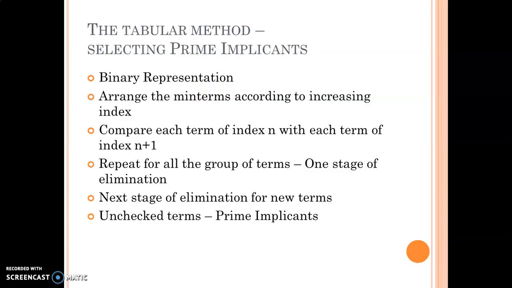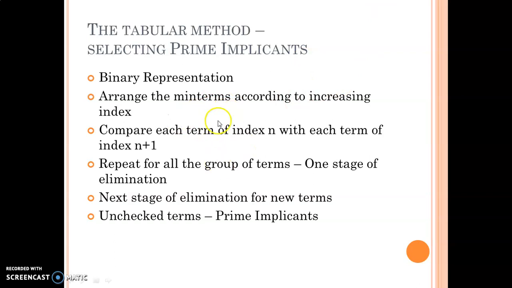So the procedure for finding the prime implicants is given below. In the first step, each minterm should be expressed by its binary representation. The binary equivalent of the minterm should be represented in the first step. Next, the minterms should be arranged according to the increasing index. Index can be defined as the number of ones in the minterms. So the minterms should be arranged according to the number of ones present in them, and groups should be formed by combining minterms having the same number of ones. So groups should be obtained in the second step.